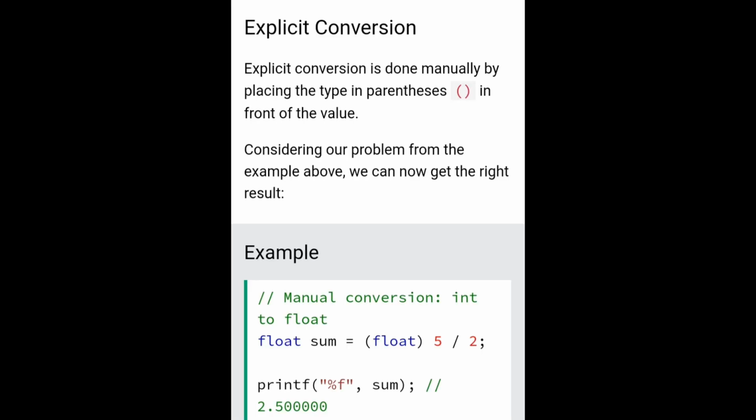The next, explicit conversion. Explicit conversion is done manually by placing the type in parentheses in front of the value. Considering our problem from the example above, we can now get the right result. Example: float sum = (float) 5 / 2; printf("%f", sum); The output is 2.500000.